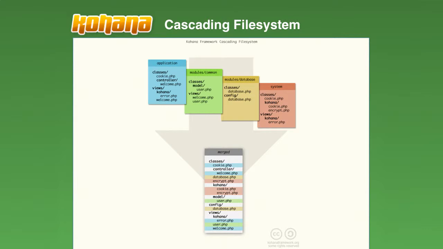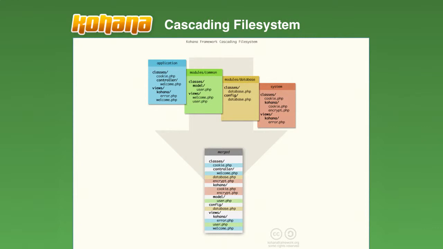So basically there's system, application, and finally module. The system is where the core of Kohana's implementation lies. In the system, you have cookie implementation, encryption, error handling. All of those are in there. That's the core of Kohana. That's what the Kohana framework is built on.